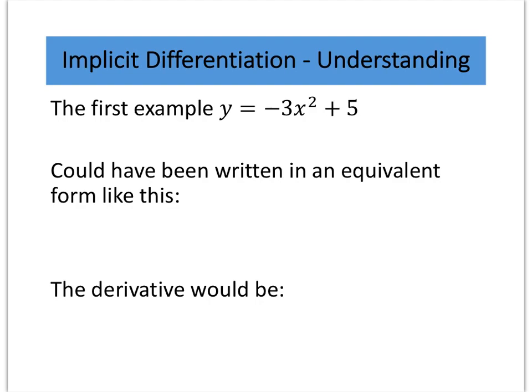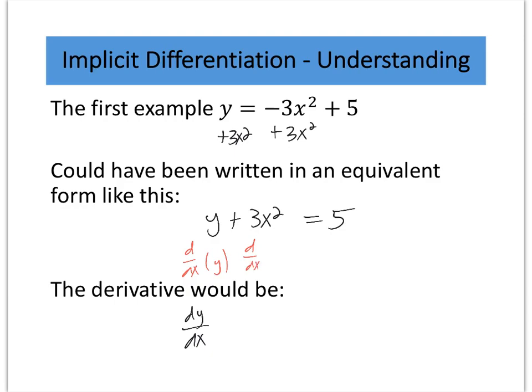So before we do the problem that we did, we're going to go back to the very first example. I could have taken my first example and rewritten it in a slightly different way. If I were to add 3x squared to both sides, I could have rewritten it as y plus 3x squared equals 5. And then the derivative would be dy/dx. If I take the derivative of the first thing, d/dx of y, and d/dx of 3x squared, and then d/dx of 5.